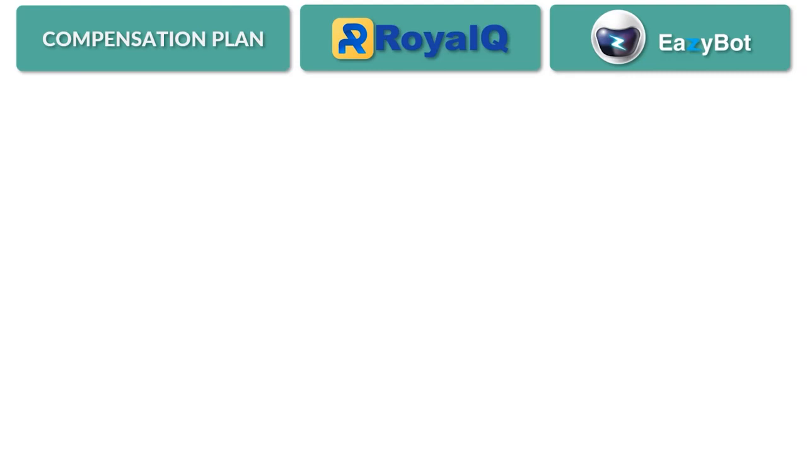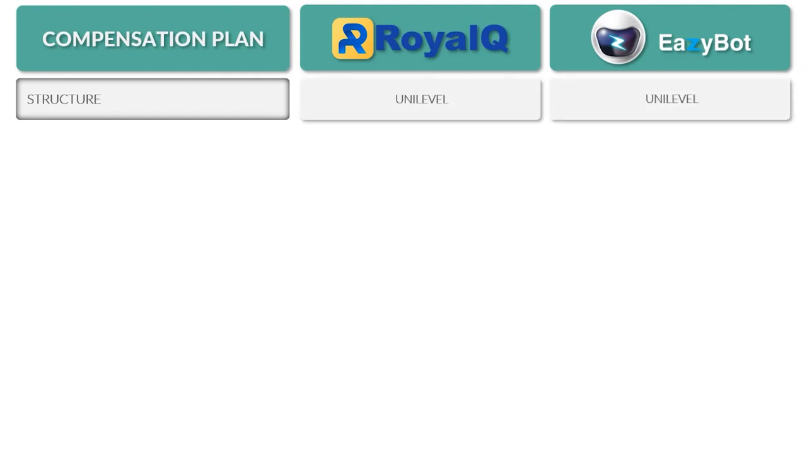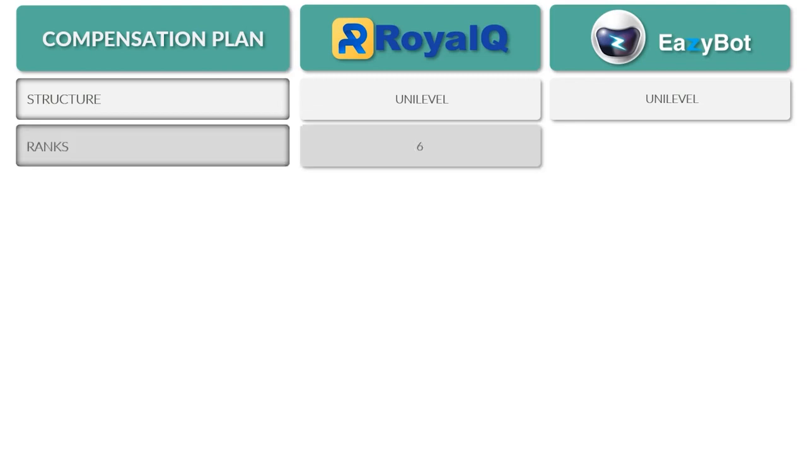First of all, the structure of both Royal Q and EazyBot is a uni-level compensation plan. That means your personal referrals are all on your first level, laterally from left to right, depending on the time that they joined. There's no spillover here. It's not a binary. You can't get spillover from above, anything like that. In terms of ranks, Royal Q has 6 ranks with specific requirements to reach those ranks. EazyBot has 11 different ranks.